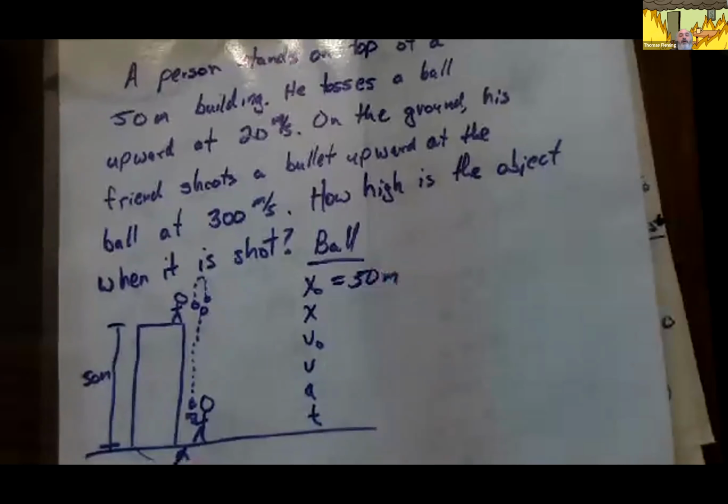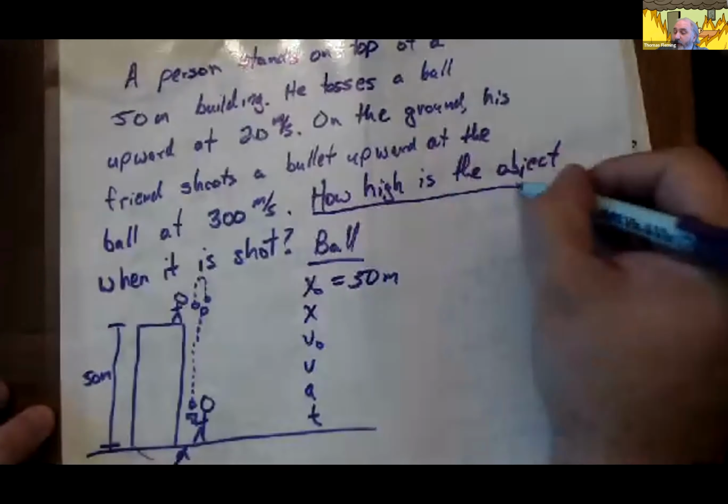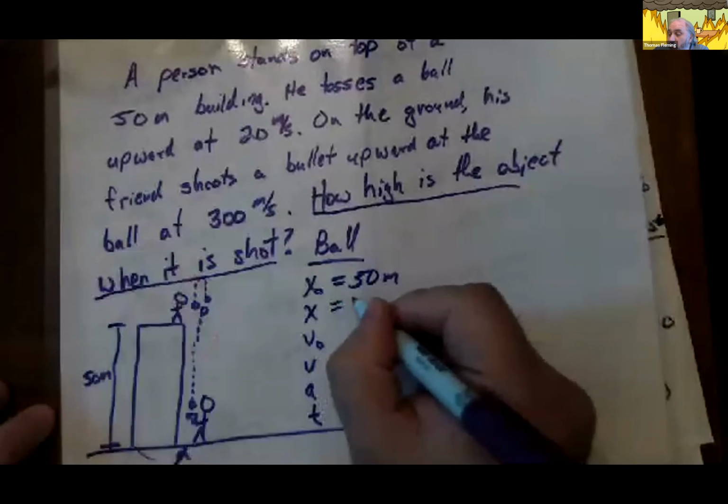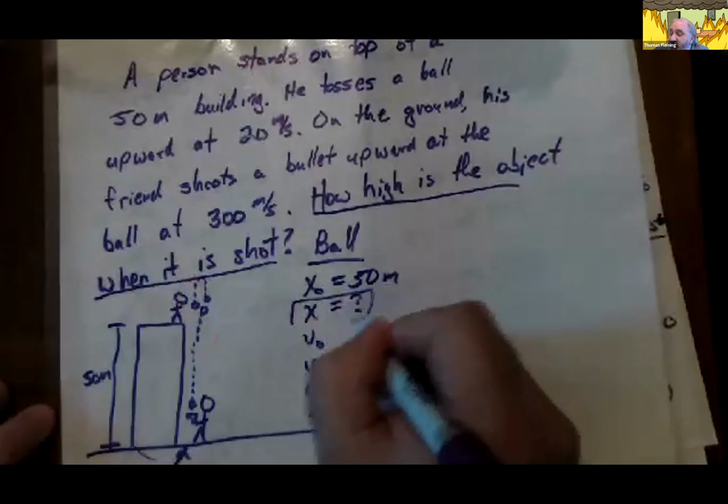Now, what about the final position of the ball? That's how high the ball is when it gets shot. So the same, right? Not necessarily the same, because remember, how high it is when it gets shot is the thing we're looking for. So we don't know, right? This is the answer to the question.